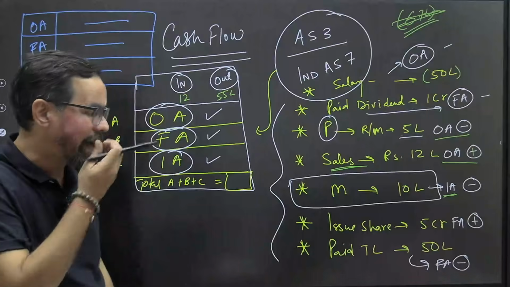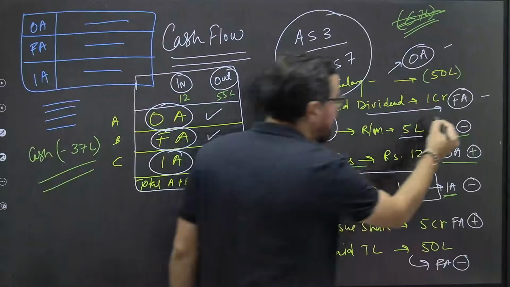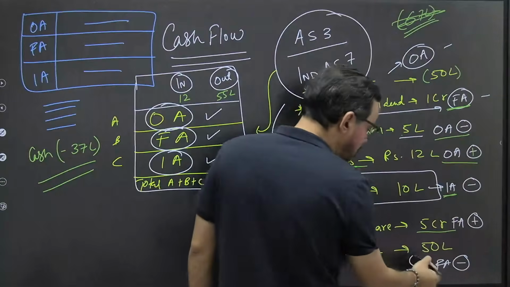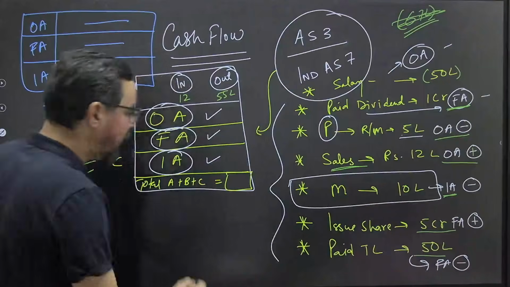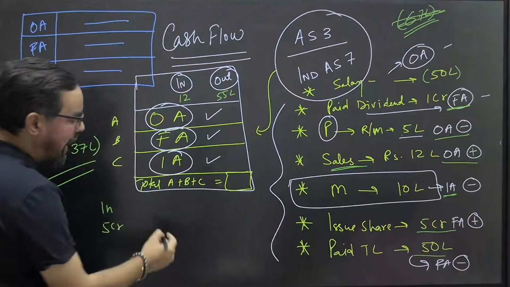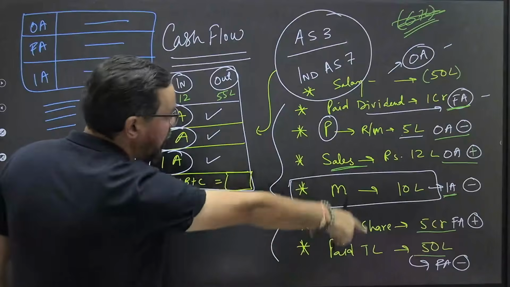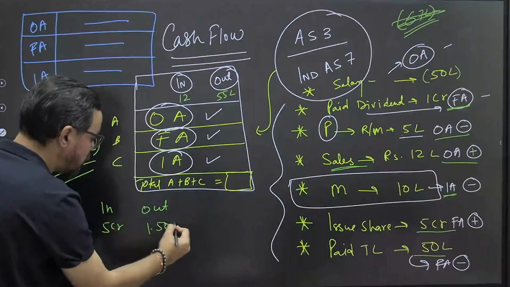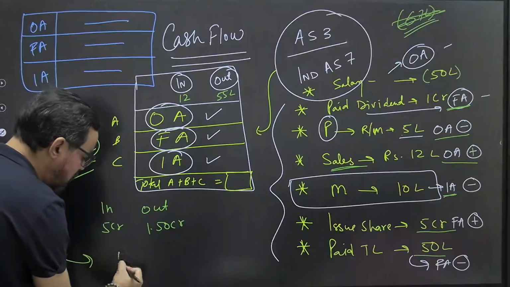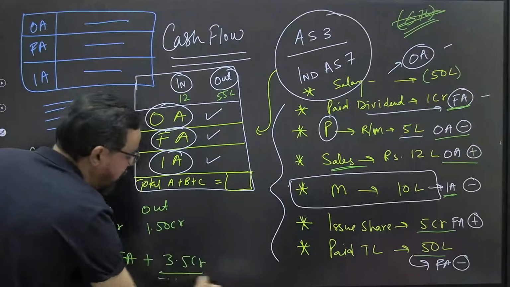If they ask you to calculate financing activity, we have three entries: outflow 1 crore, inflow 5 crores, and outflow 50 lakhs, okay. So your in is how much? In is 5 crores through shares issue, and out is dividend plus term loan, 1.50 crores. So your answer will be cash inflow, okay. Financing activities cash inflow how much? 3.50 crore. This will be your answer.